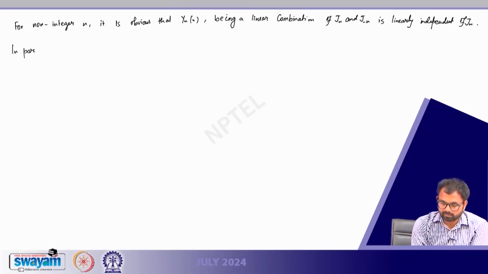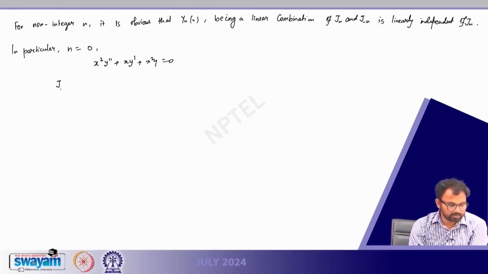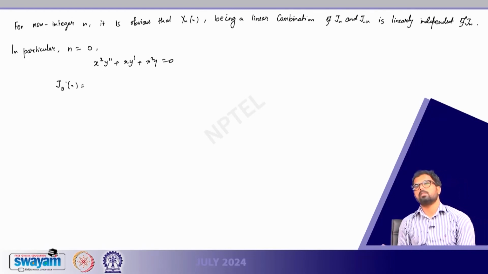And in particular, if I take n equal to, let us say 0, that means Bessel's equation of order 0, then we will have x^2 y'' + x y' + x^2 y = 0. So, my J_0(x), that means Bessel's equation, is given by this.